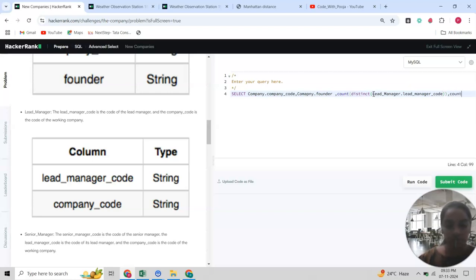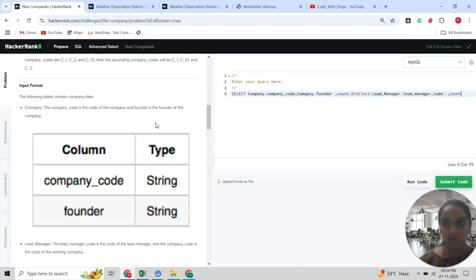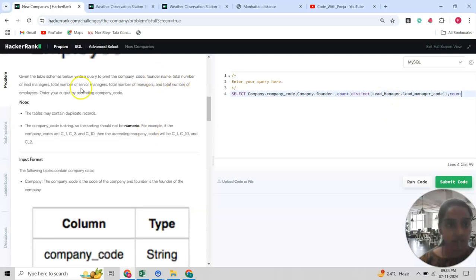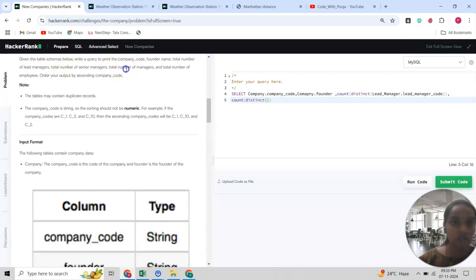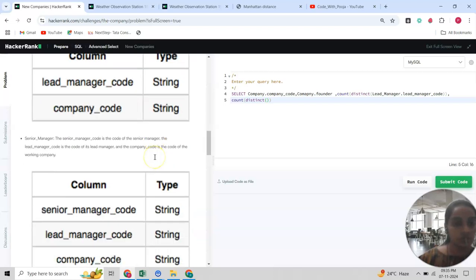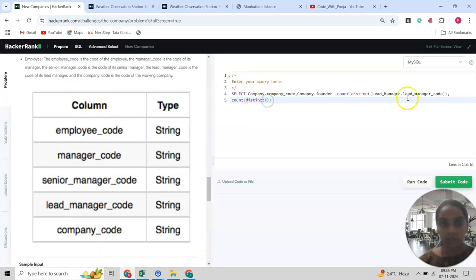Now for the count, this is the lead manager, and after the lead manager they are asking for the senior manager. The senior manager may again have many duplicates, so DISTINCT, distinct of senior manager, total manager, and employees. Both of these things I will refer from the employee table. So this lead manager is done.